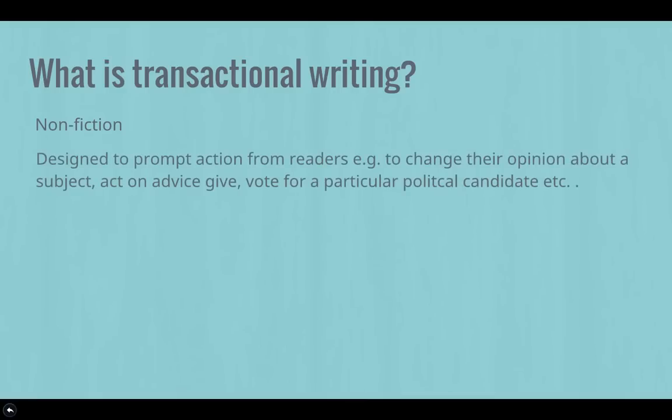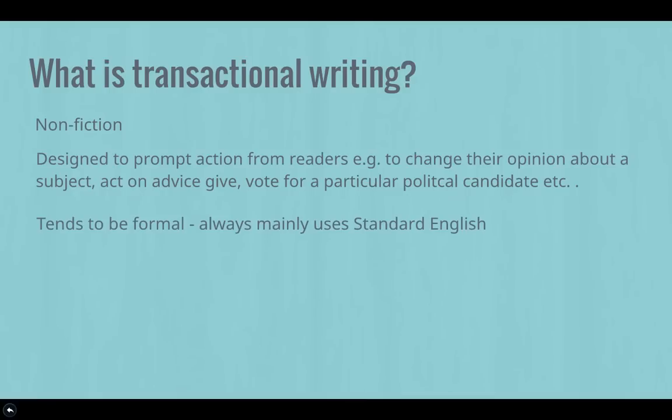Transactional writing is writing that is designed to prompt action from readers. So the types of text that you're asked to produce and the purposes you're asked to write for are designed to do things like make readers change their opinion about a subject, to maybe take some action based on advice given, to go out and vote for a political candidate, or maybe just to provide them with a deeper understanding of a topic. But they have a function. They're more than just entertaining. They're designed to make the reader actively engage and actively do something with the information that's presented to them.